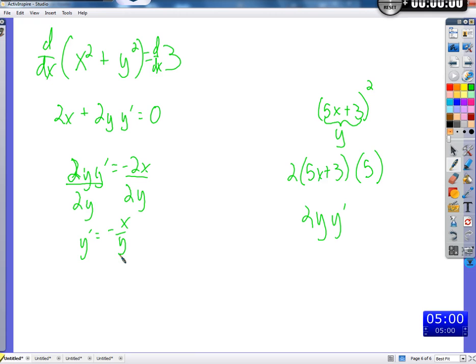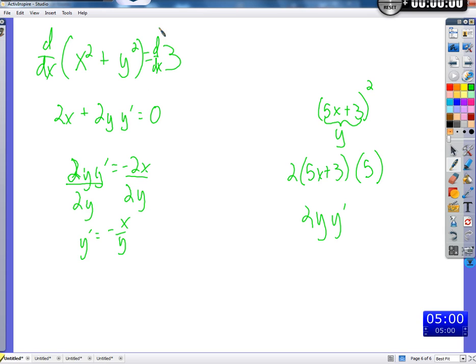So if it says find dy over dx at a given point, that would be it. To find the derivative of a function at a point, we put in the number for x, and we put that over what y would be. So to find the slope of a point on this graph with implicit differentiation, we would need not only x but also y. You would have to know a point that's on this graph, then you would plug in that x and that y.